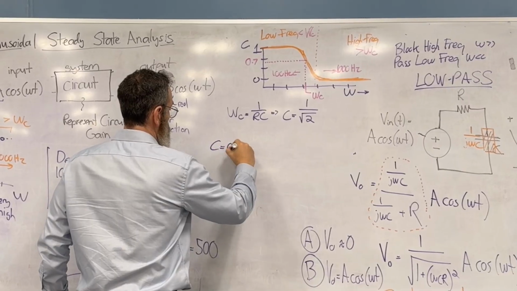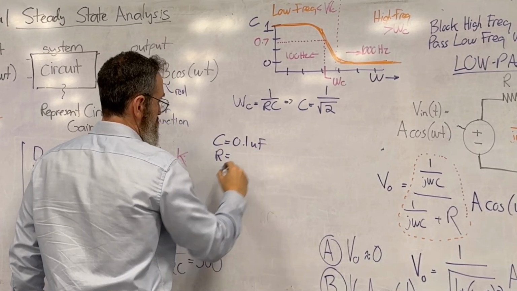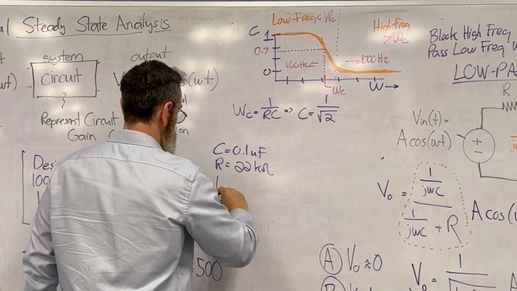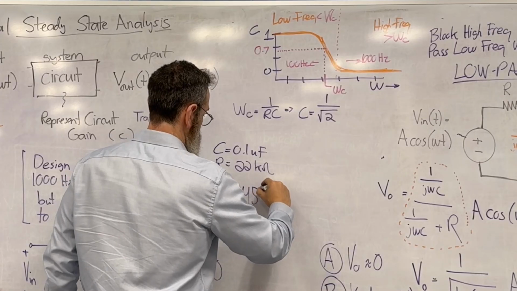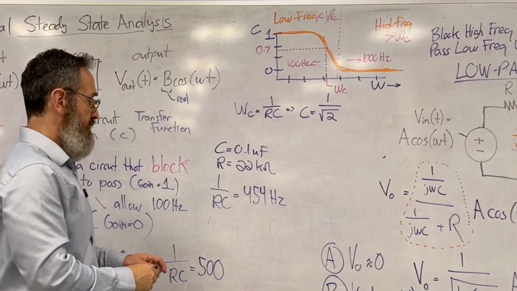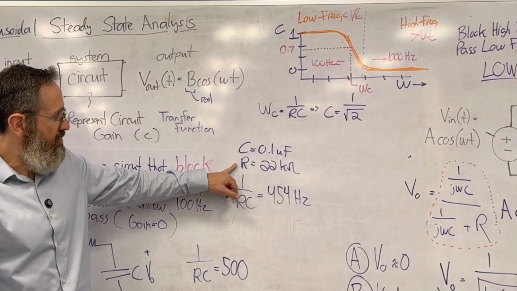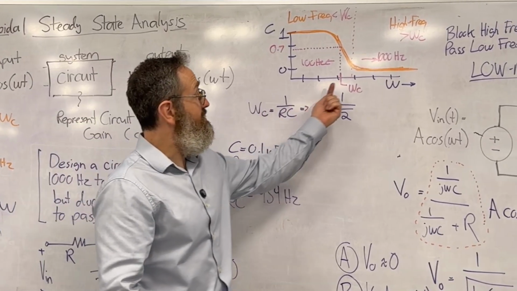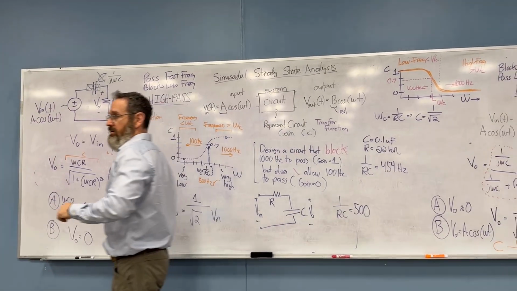A capacitor of 0.1 microfarad and a resistance of 22 kilo ohms. Because what cutoff does that give you? 454 hertz. Or radio frequency, but we're being vague about that. And so by choosing this capacitor and this resistor, the 1 over RC, which means where this thing lands, is right here. Okay? And so that's it.